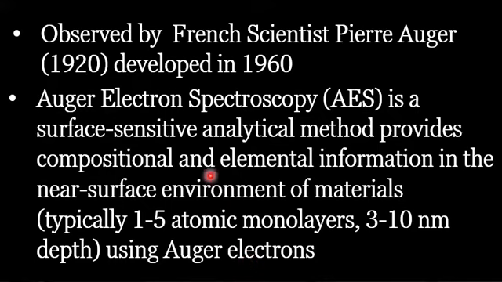So in simple words, Auger electron spectroscopy is a surface sensitive analytical technique which is used to give the compositional as well as elemental information of a material near its surface, in the range of 1 to 5 atomic units or in the range of 3 to 10 nanometer thickness, by using Auger electrons.